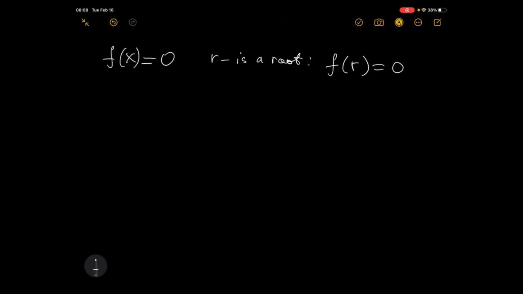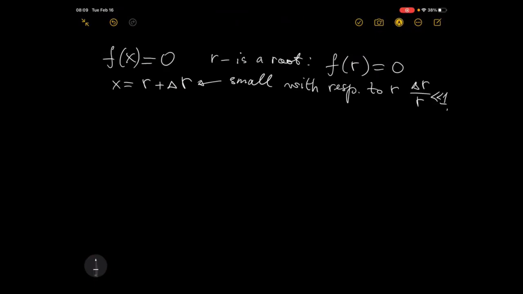Then we are just located somewhere, x is equal to the root r plus just a small delta r, small with respect to r. So in other words, delta r over r is way less than 1. Okay, so let us write what we will have.